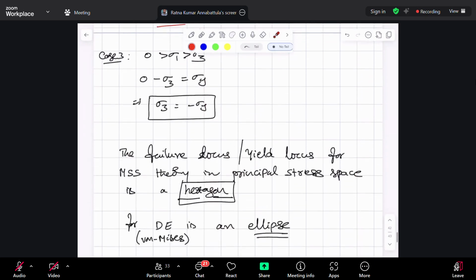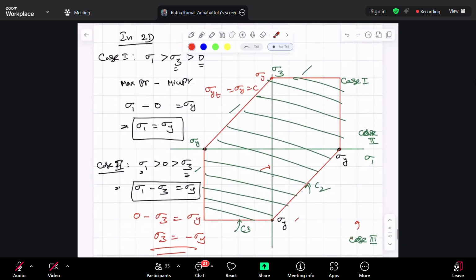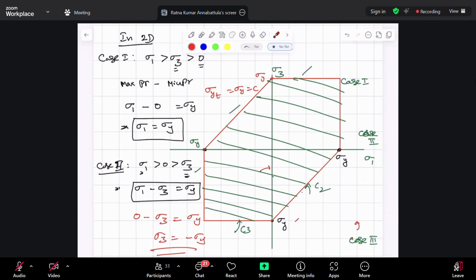Got it, sir. Similarly, this one is, so I will write down what I mean by that. This is the sigma 3 is equal to sigma y line. This is sigma 3 minus sigma 1 is equal to sigma y. Instead of taking sigma 1 greater, you take sigma 3 to be the largest principal stress. That is the only difference. Got it, sir.